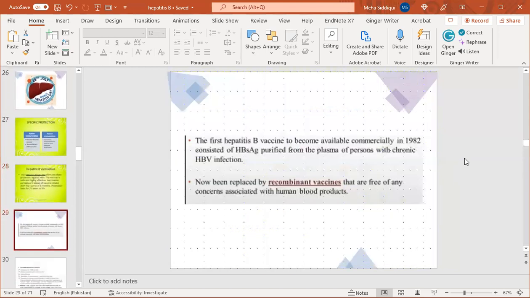The first hepatitis B vaccine to become available commercially in 1982 consisted of hepatitis B surface antigen purified from the plasma of persons with chronic hepatitis B infection. That is, it was a plasma-derived vaccine. But now it has been replaced by recombinant vaccines that are free of any concerns associated with human blood products.